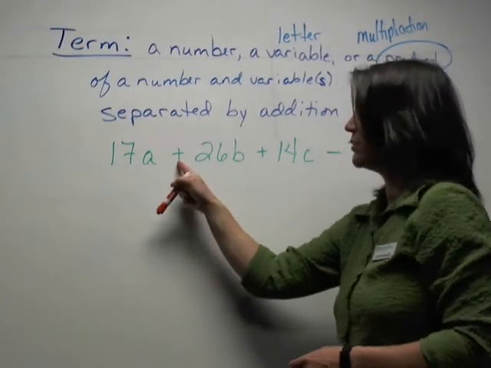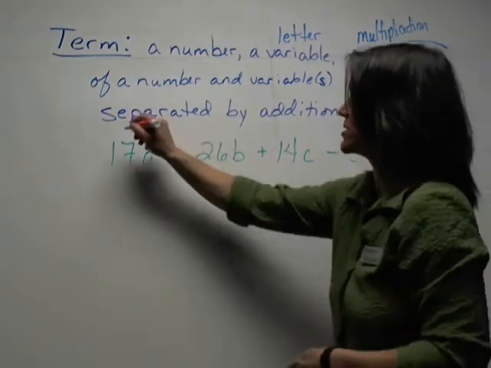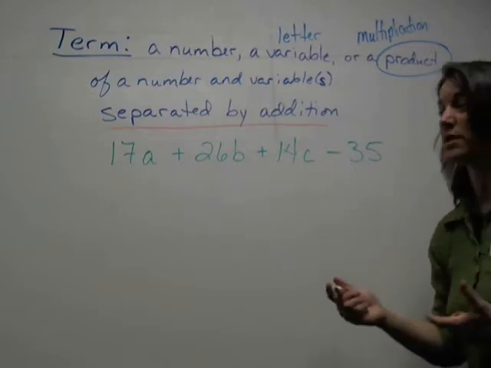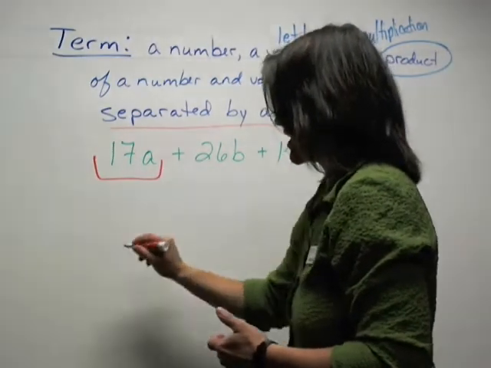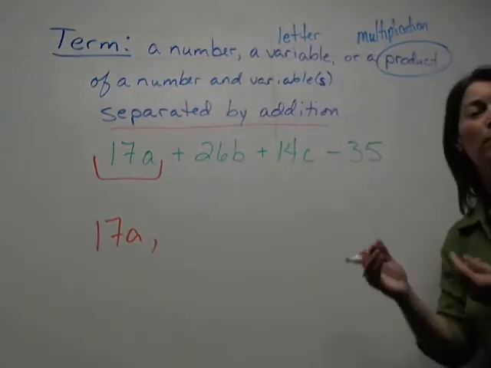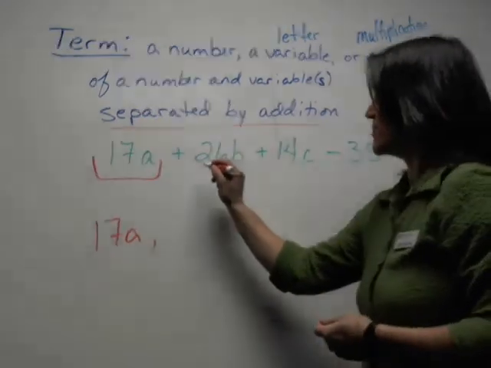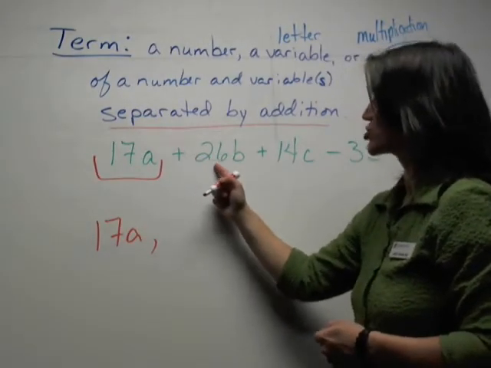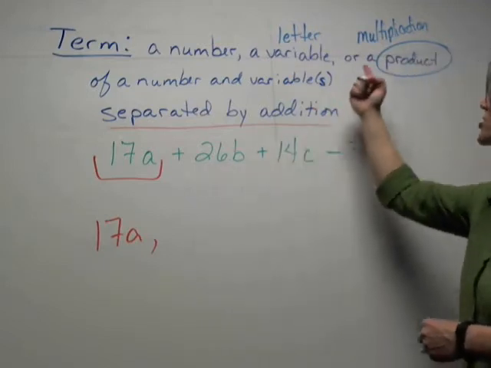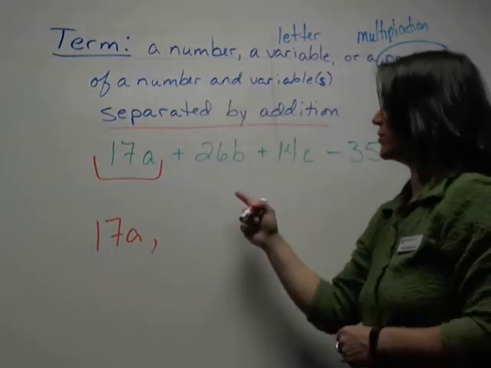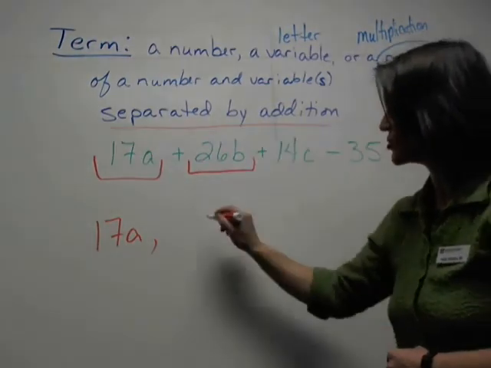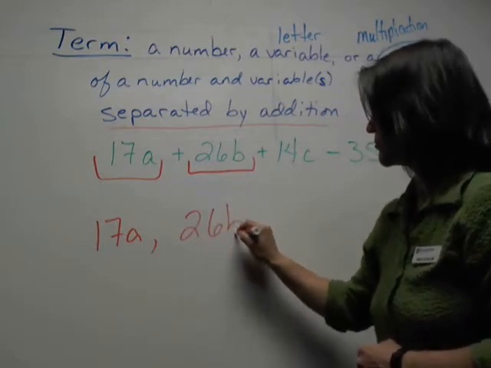And then I have a plus sign. My terms are separated by addition. So one term ends because there's a plus sign. So 17a is one term. Then I have a plus sign, so that's starting my next term. My next term, here I have the number 26, that's a number. Oh, and a letter right after, once again, that means multiplication, so that's a product of a number and a variable. And then I have a plus sign, so that term ends. So my second term is 26b.